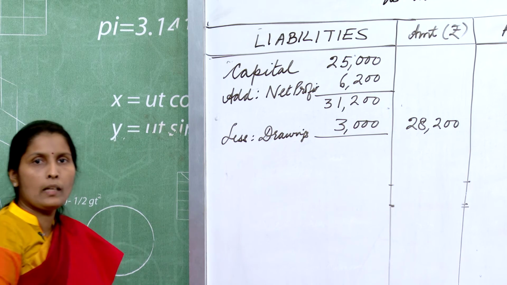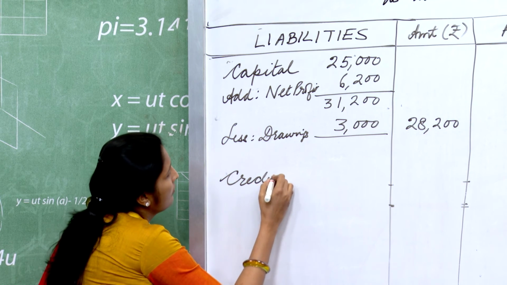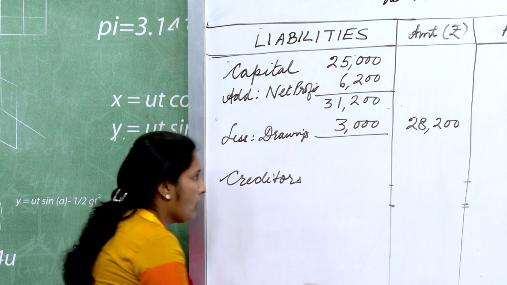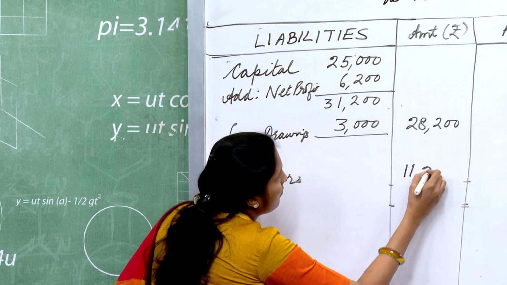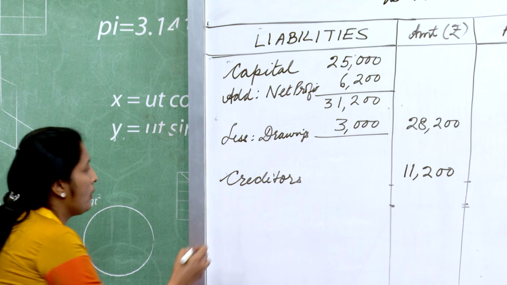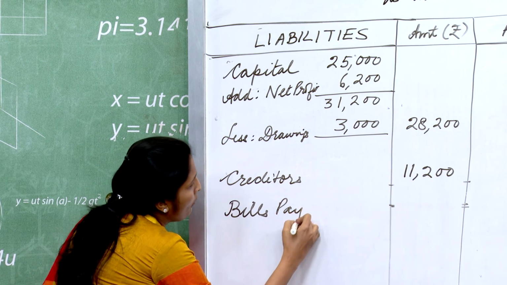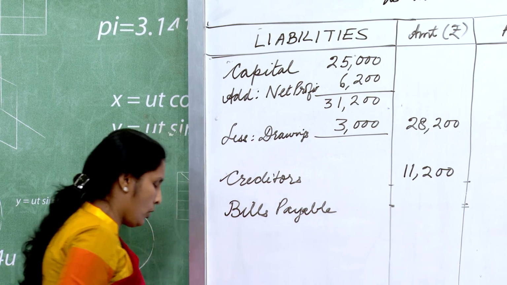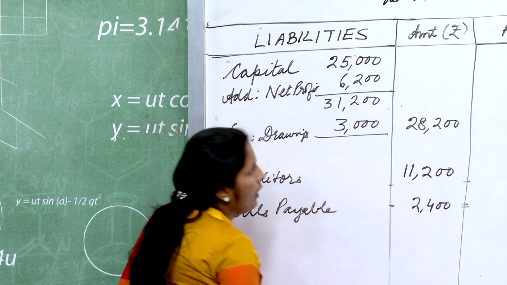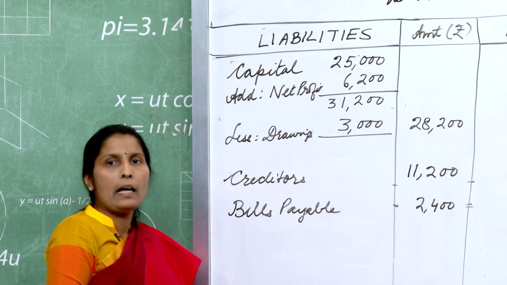The next item on the liability side, we have creditors. So the amount of creditors given to us is 11,200. Next we have bills payable. So the amount of bills payable given to us in the question is 2,400. I think those are the items that will appear on the liability side. Let's now move to the asset side.